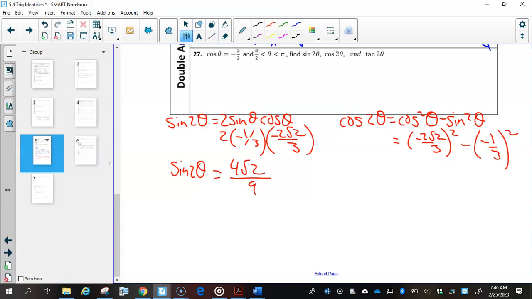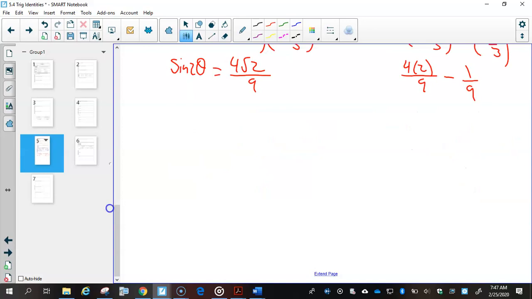So you could do it all at once. I take it one at a time so I can see what I'm doing. Because this would become positive 4 times 2 over 9 minus 1 over 9. So 8 minus 1 all over 9, or 7/9. I should write equals cosine.